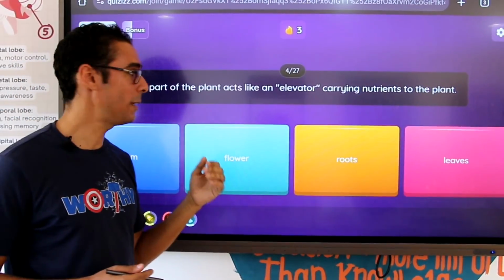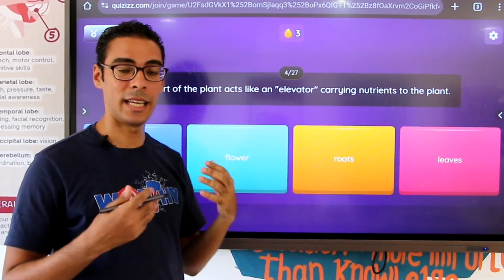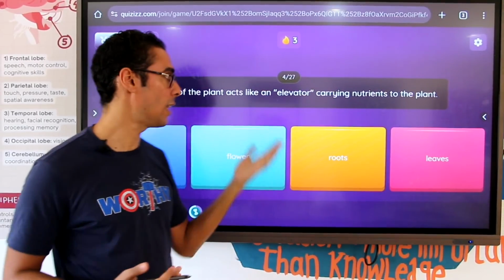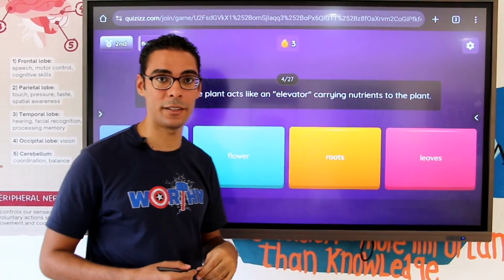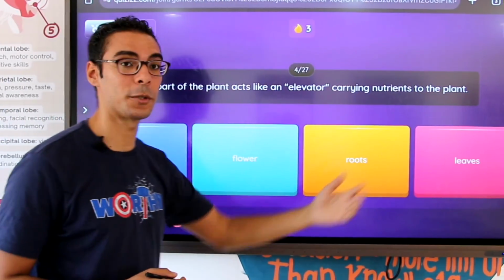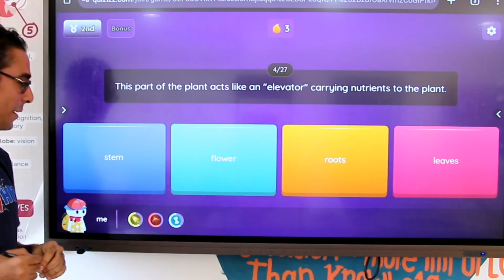The part of the plant that is responsible for elevating the water, it works like an elevator, or it acts like an elevator, carrying the water and nutrients for all plant parts. Which one of them do you think? Is it going to be the stem, flower, roots, or leaves? You might be thinking about stem.